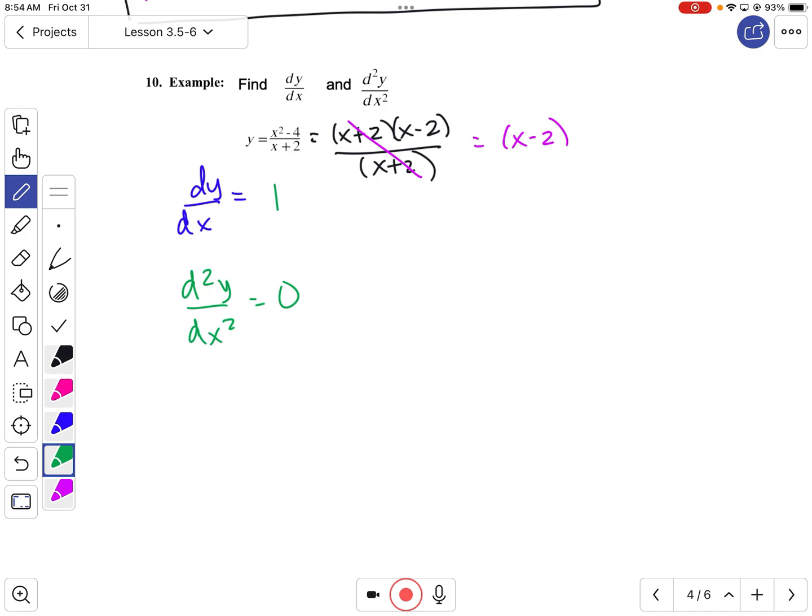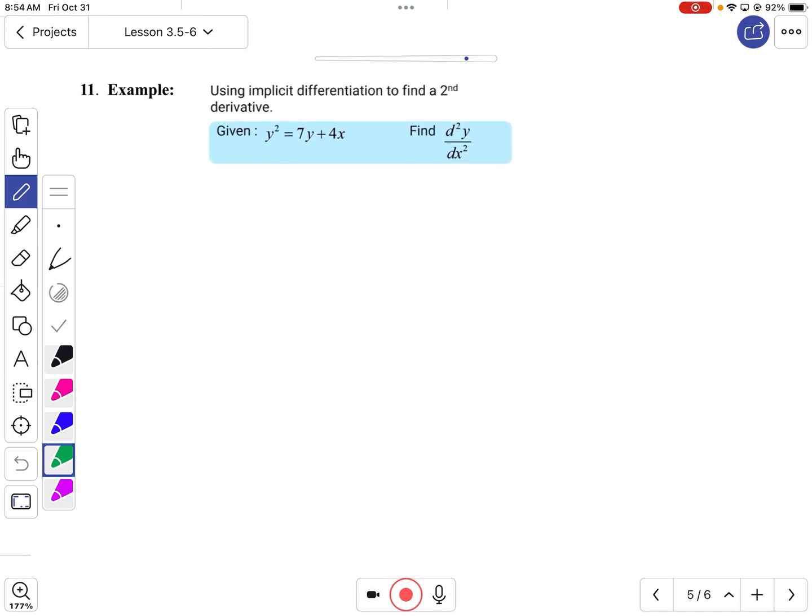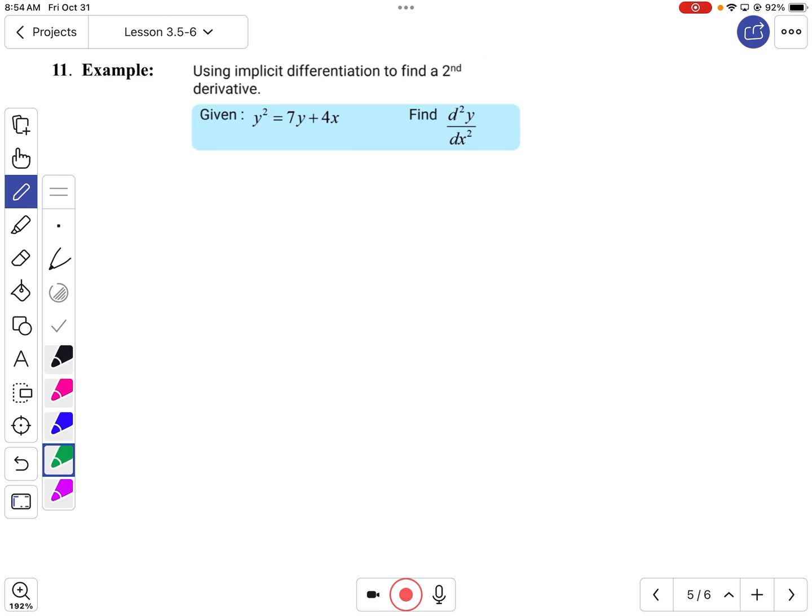All right, rock and roll. Okay, so now we're going to do one with implicit. Finding a second derivative with implicit. And they will ask you to do this. I'm pretty sure one of your pre-response questions on this test is doing this. So just as a heads up, you know it's coming.